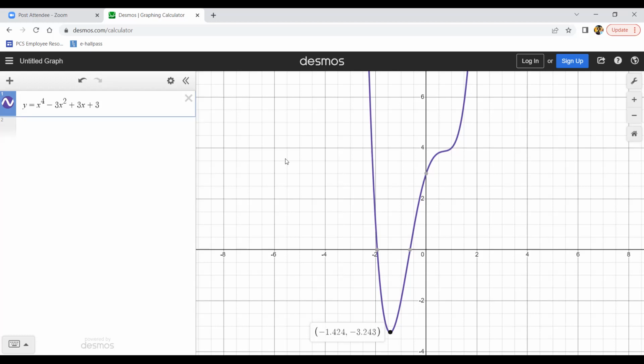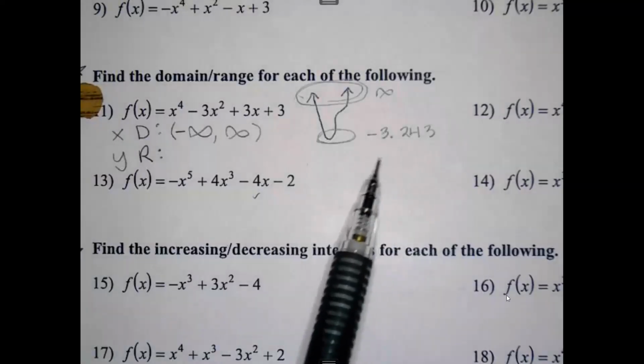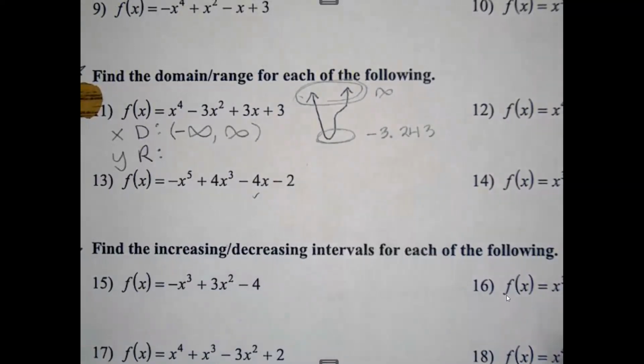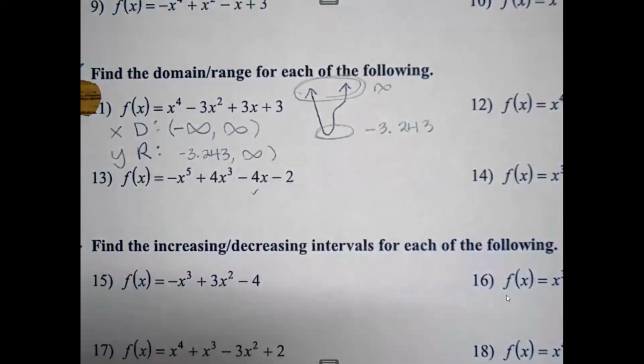Okay, so let me go back. And I labeled the y coordinate. Okay, so what should I write for my range? I go from down to up. So what should I write first? -3.243. Okay. And then infinity. Now, infinity always gets a parenthesis. And the -3.243, could I click on it? Was that a number I could click on? Yes. So if it's a number I could click on, I get a bracket.